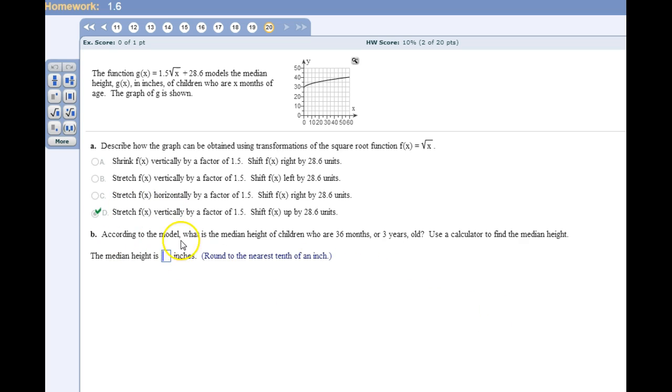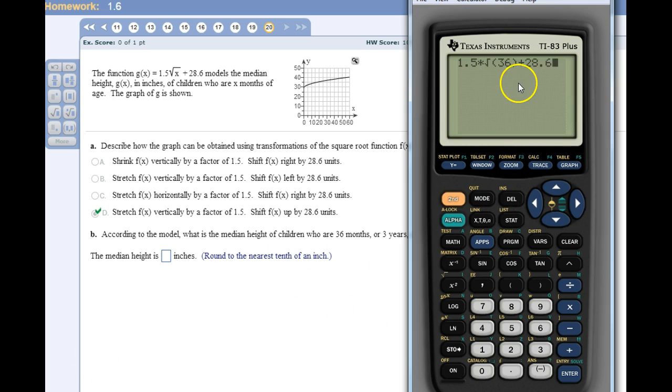The second thing it says, according to the model, what's the median height of children who are 36 months of age, 3 years old? Use a calculator. All we're being asked to do is replace this X underneath the square root symbol with 36. So 1.5 times the square root of 36 plus 28.6, which is the same thing as just 6 under there. So I get 37.6, and they tell us to round to the nearest tenth, so 37.6 inches.